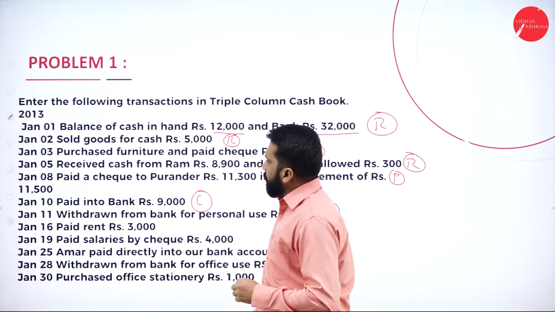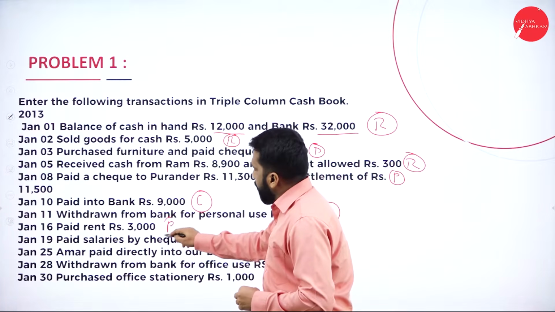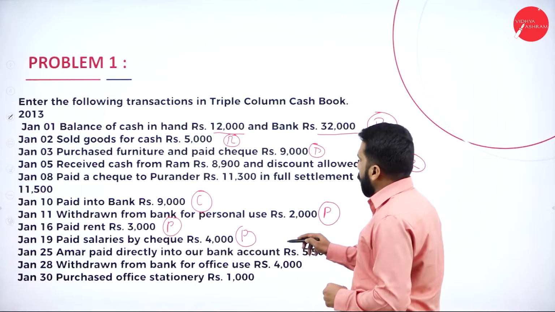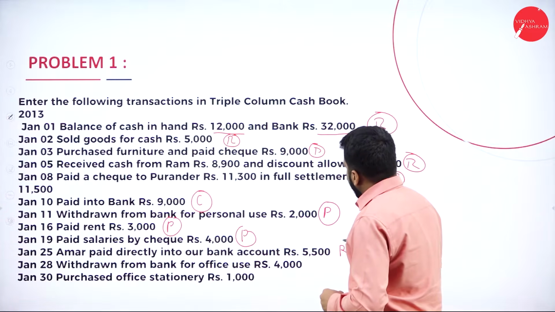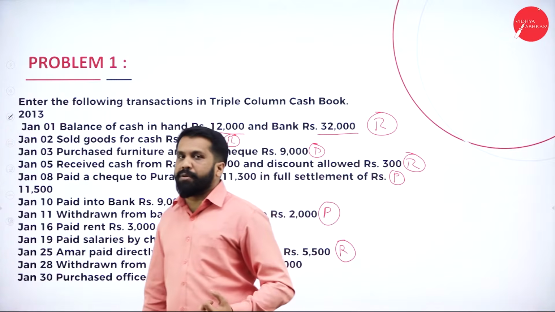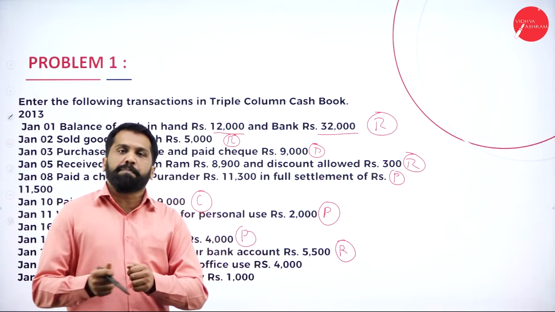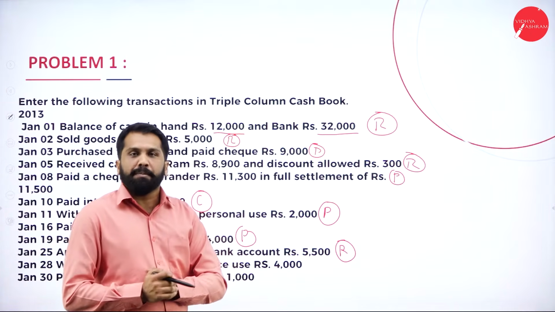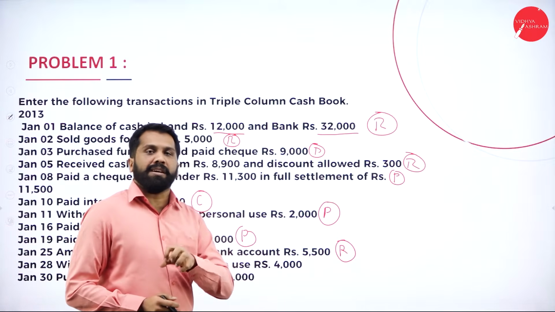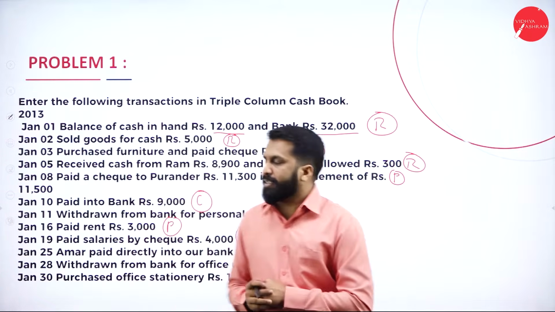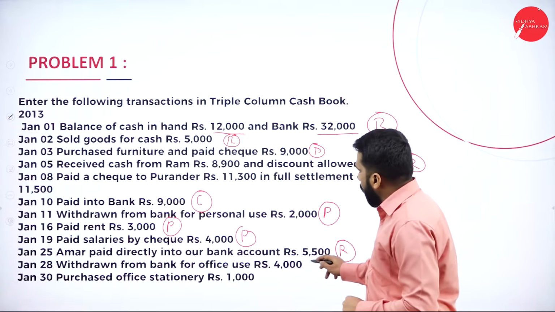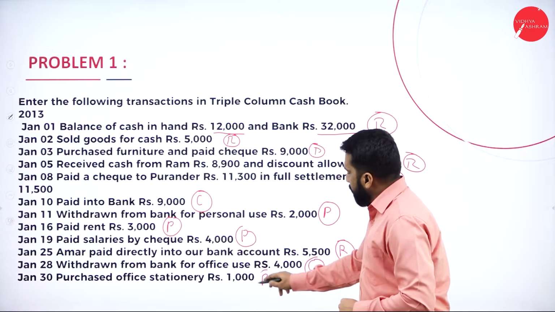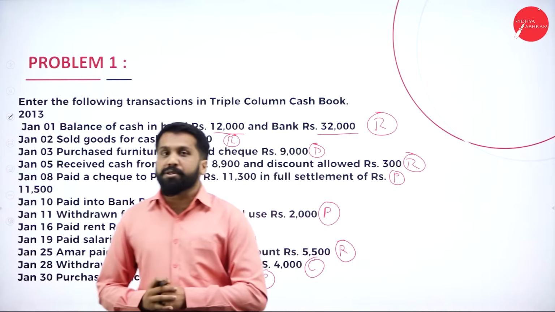Now, after this, paid rent, payment. Paid salary, payment. Amar paid directly into our bank account. So it is a receipt. Why? Because you have received. Amar, instead of paying cheque or paying cash, directly transferred money to your bank account. It is nothing but receipt in the form of bank. Next, withdrawn from bank for office use. Contra. Purchase office stationery. It is payment. So like this, you are supposed to classify.